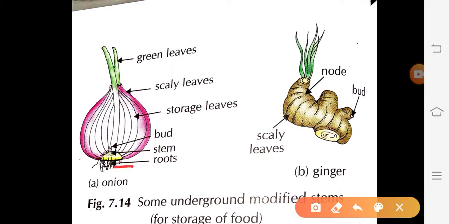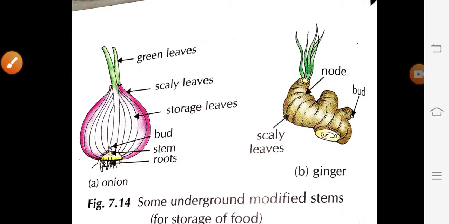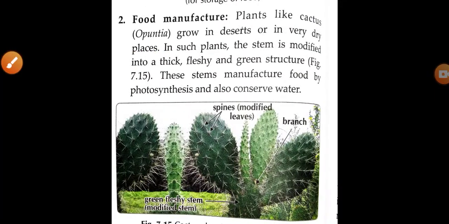This is the root, this is the stem. The stem becomes widened because it has to store the food. Like ginger, the ginger stem is also very widened to store food, so they store the food and use it after that. Clear? So this is the first function performed by the modification of stem.